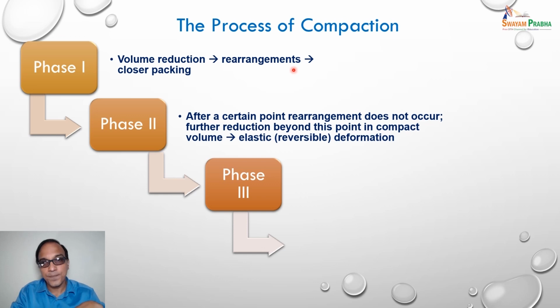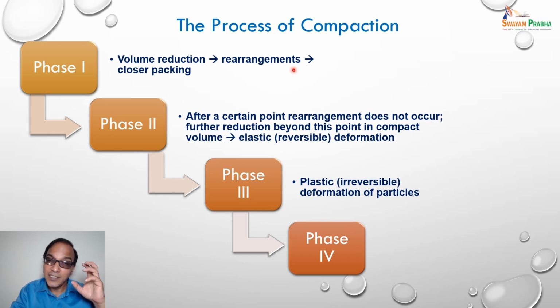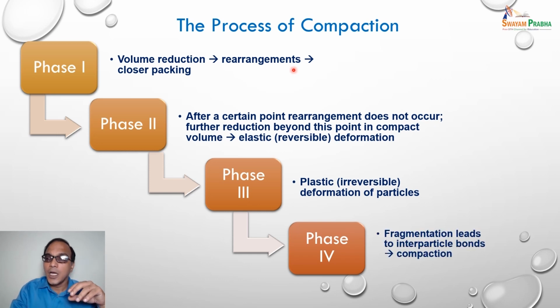In phase 3 of the process of compaction, irreversible, that is plastic, deformation of particles occurs. While in phase 4, the fragmentation leads to interparticle bonds, and that leads to final compaction. These are the four phases.